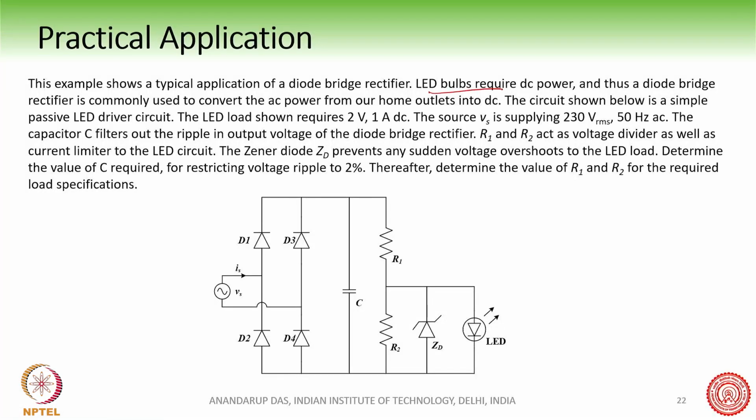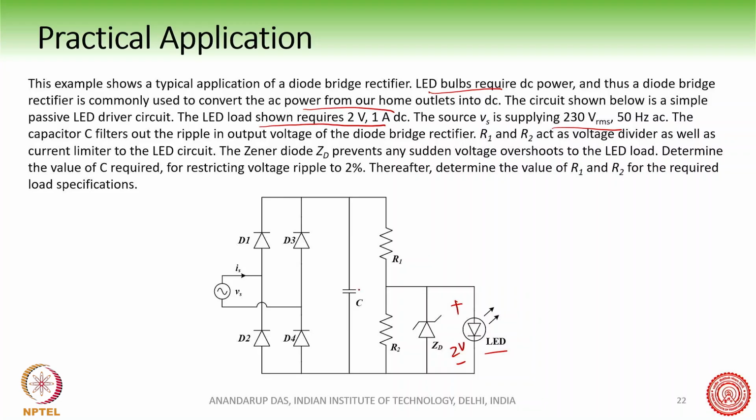So we are now taking a very simple practical application where we want to make an LED power supply from these diode bridge rectifiers. This is very much used. LED bulbs commonly require conversion from AC power from our home outlets. The LED load requires 2 volt and 1 ampere. The source Vs is supplying 230 volt, 50 hertz.